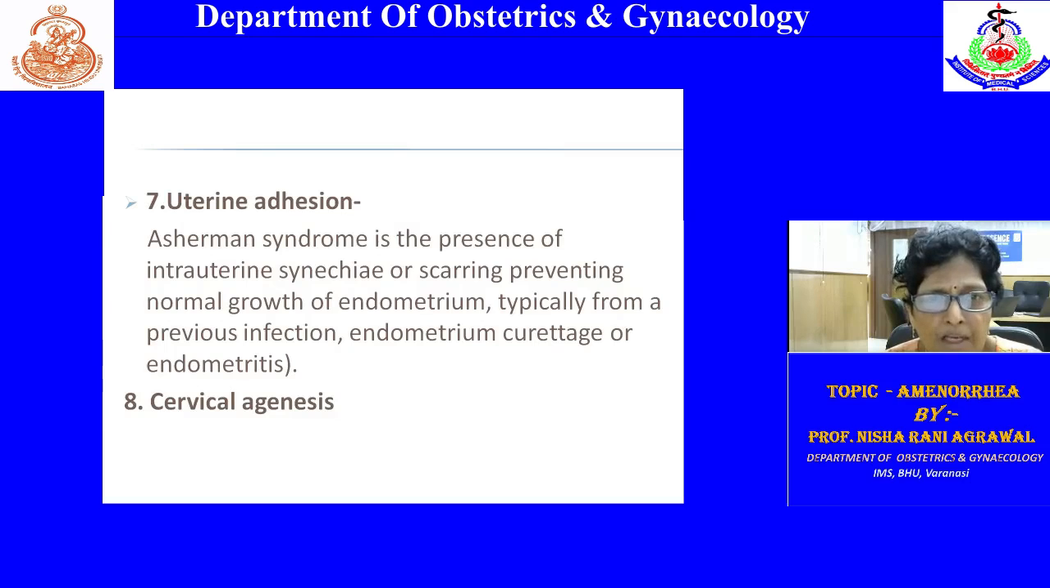Coming to uterine adhesions, Asherman syndrome is the presence of intrauterine synechiae or scarring, preventing the normal growth of endometrium, typically from a previous infection or over-enthusiastic endometrial curettage or endometritis, and can lead to amenorrhea. Then cervical agenesis, which is very rare, can also lead to amenorrhea.